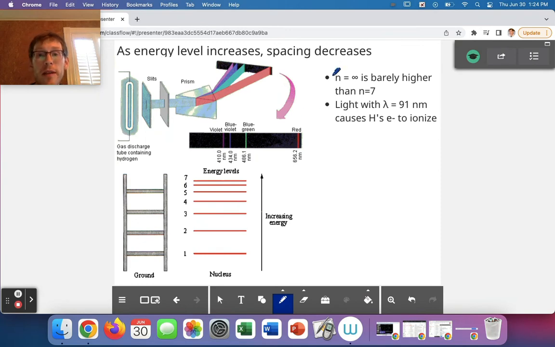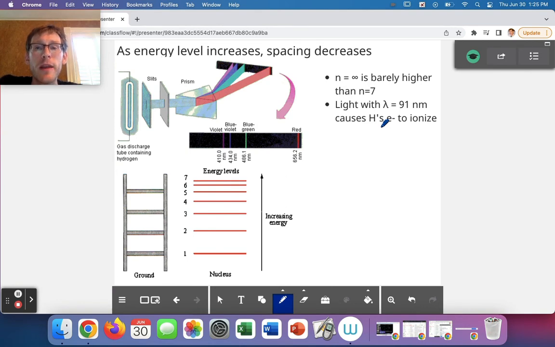The n equals infinity level, if you will, is barely higher than, say, n equals 7. If you were to take light with a wavelength of 91 nanometers, remember, 94 nanometers was what brought us up to the sixth shell. 93 or 92 would bring us to something higher. Only 91 is what it takes to get up to the infinity level, where the electron has gone from the first shell and is no longer in any energy level. It has completely left the attractive pull of the nucleus, and so it's done what we call ionizing.